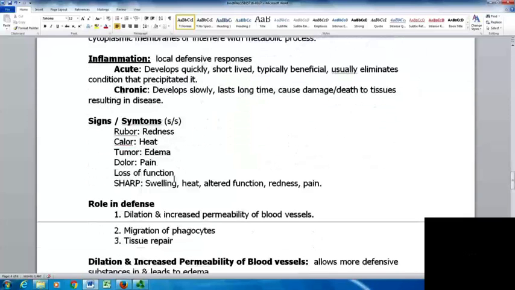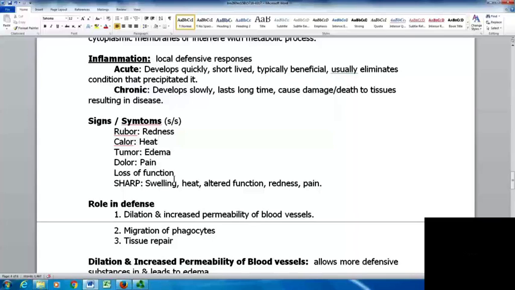So inflammation, not fun stuff. This is a local defensive response. When it's acute, it develops quickly, it's short-lived, and typically beneficial. It usually eliminates the condition that precipitated it. Chronic inflammation, on the other hand, develops slowly and lasts a long time. This type of inflammation can actually cause damage or death to the tissues and result in disease.